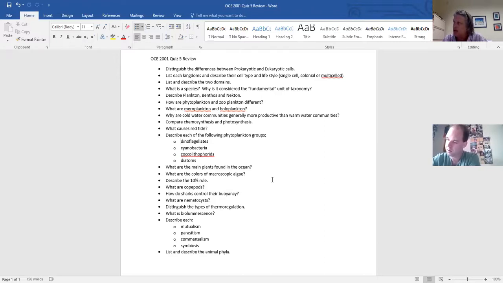Sharks control their buoyancy, interestingly, by using oils in their liver. They have huge livers. Everything's got to control its buoyancy. Sharks do that through oil, because oil is less dense than water. Nematocysts are the stinging cells of the cnidaria.